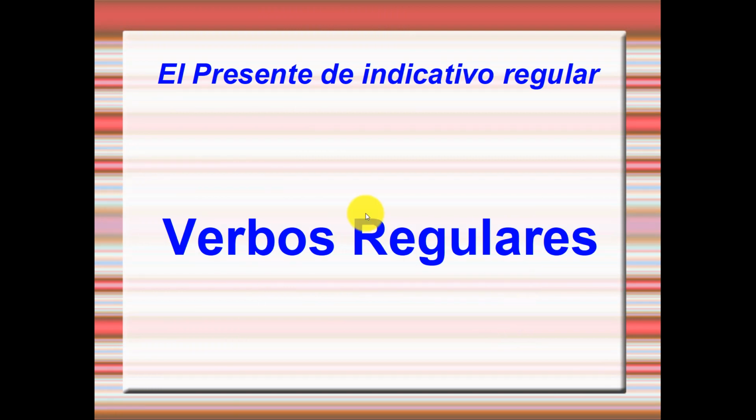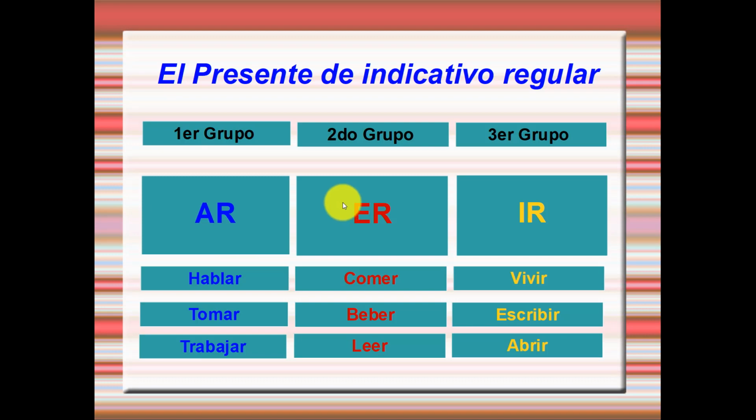Like I said in the intro, today we're going to study el presente de indicativo regular. Los verbos regulares. So we are going to study the regular verbs in Spanish. Like in English, you know, we have regular and irregular verbs. And today we're going to see the regular ones. In Spanish, we have three groups of verbs. We have primer grupo, first group, segundo grupo, second group, tercer grupo, third group.